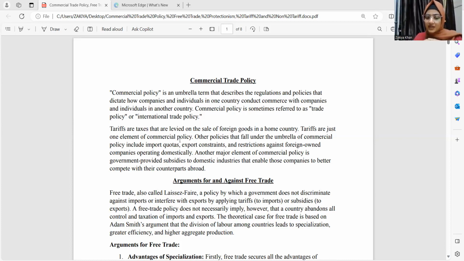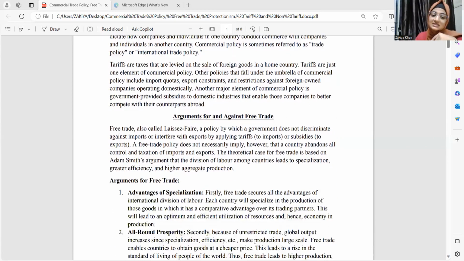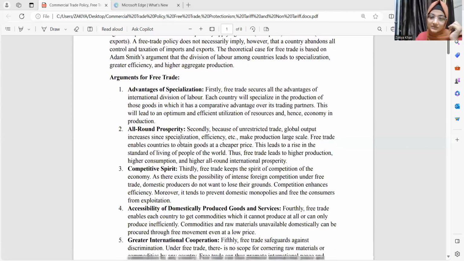What is free trade? Free trade can also be called laissez-faire trade. It means that the government does not discriminate against imported goods. There are no rules and regulations in place where you are discriminating an imported good versus your domestically grown good. So it is free trade, which is based on Adam Smith's theory. And one of the major advantages of it is that it gives you specialization.